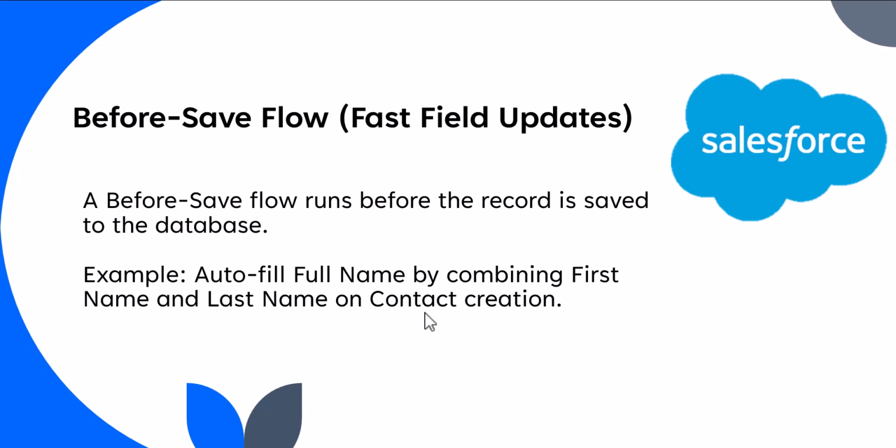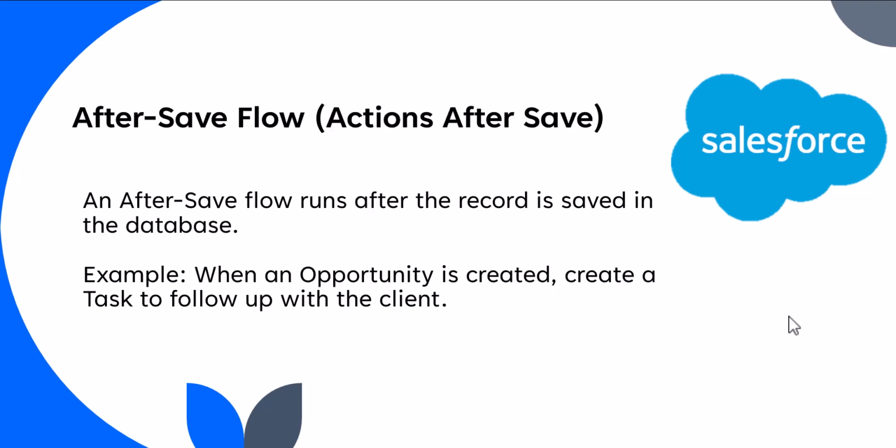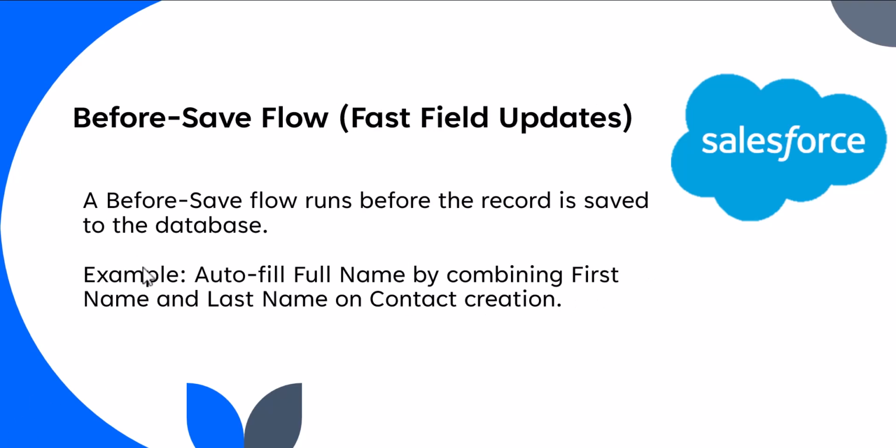So let's see the examples in which we are going to create the record trigger flow. First is for the before save and next is for the after save. And for this we are going to take the examples that I have mentioned over here. So first let's create a before save record trigger flow that will autofill the full name, that is the custom field, by combining first name and the last name.